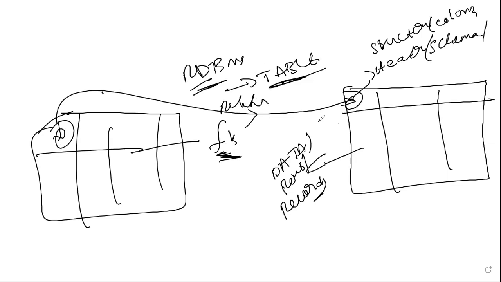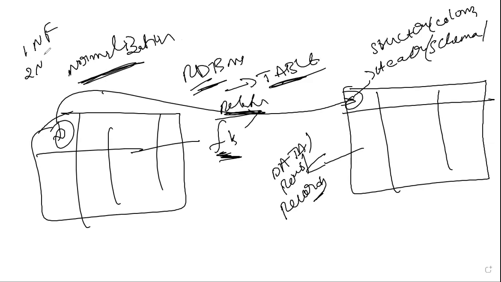I told you that RDBMS provides high level security, correct? Why did I tell you that? Because when we have relationships, there is normalization. In normalization we have 1NF, 2NF and then 3NF. These are the normalization forms we have.